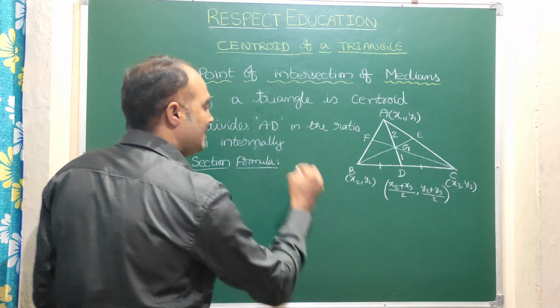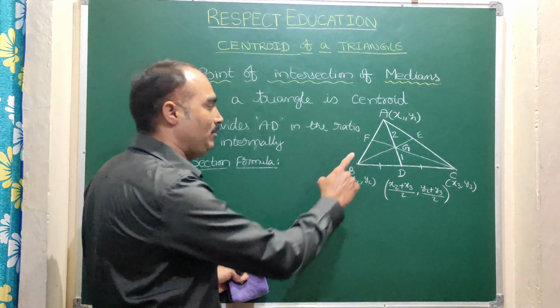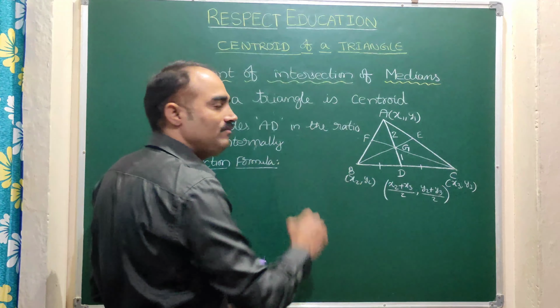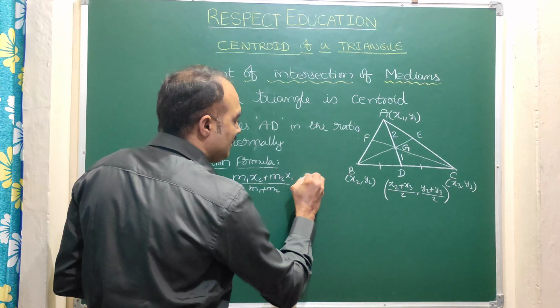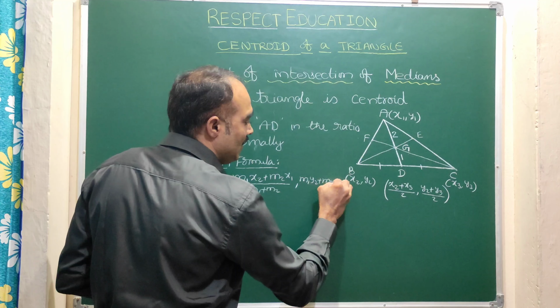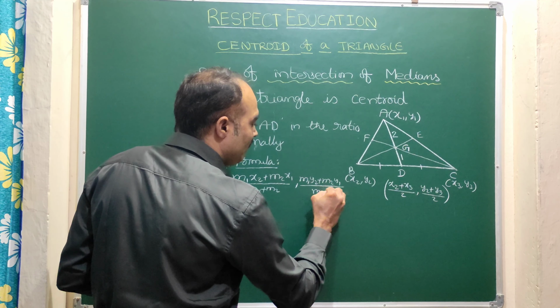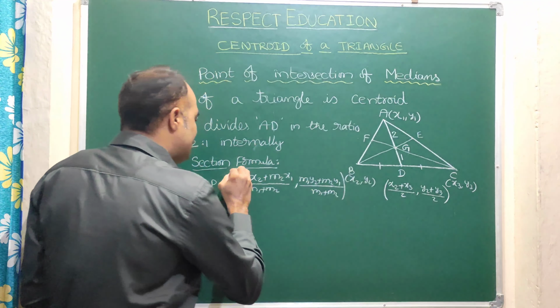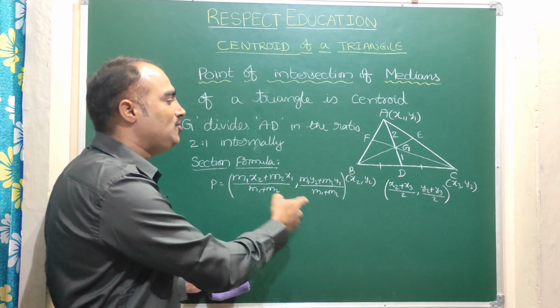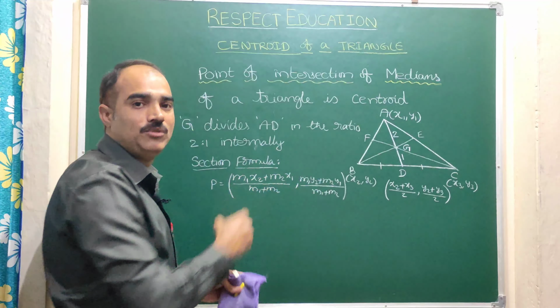if a point P divides the line joining A(x1, y1) and B(x2, y2) in the ratio m1:m2, then P is equal to, we have learned this one earlier, (m1x2 + m2x1)/(m1 + m2). This is the x coordinate, comma, the y coordinate is (m1y2 + m2y1)/(m1 + m2). This is when P divides the line joining A(x1, y1) and B in the ratio m1:m2.